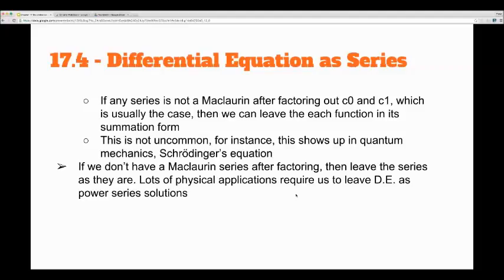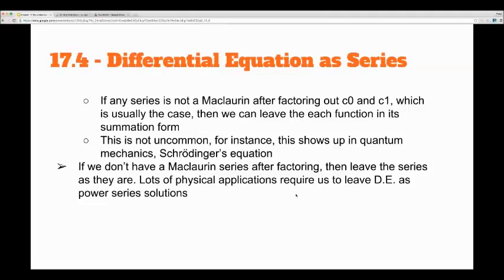And this happens very commonly in physics. You can look up Schrodinger's equation on Wikipedia. It's a whole lecture of itself. But yeah, so not unfamiliar equations, you could say, are non-Maclaurin series functions that are just left in their sum form. So if we don't have a Maclaurin series after factoring, then leave the series as it is.